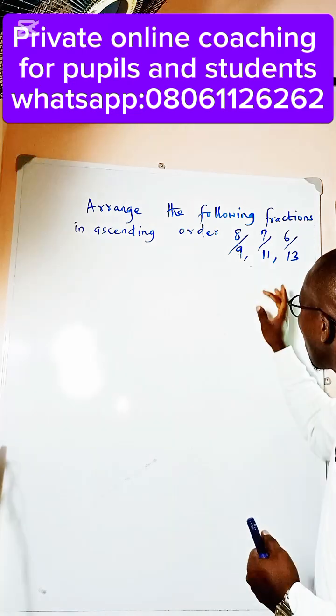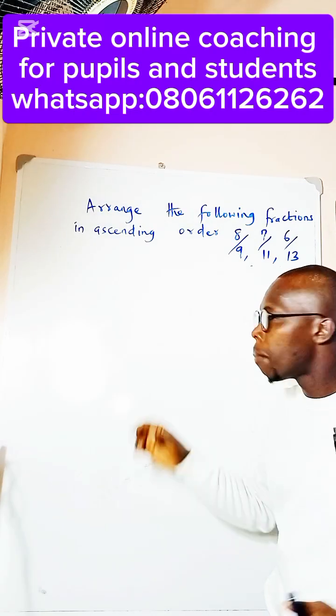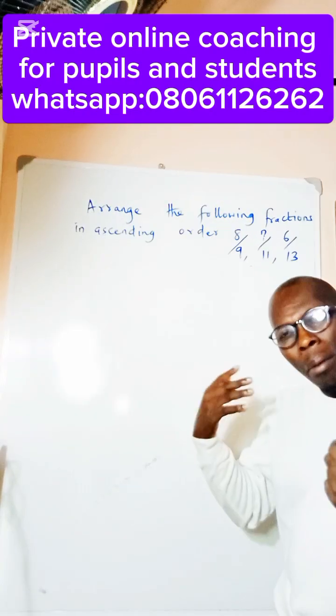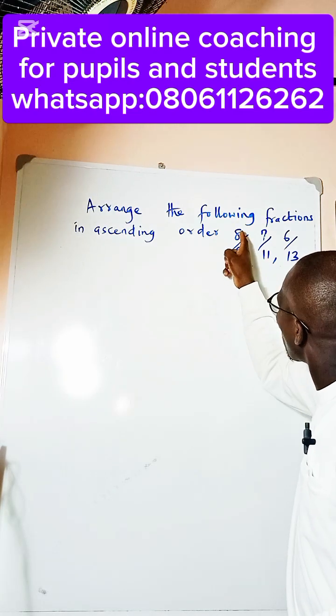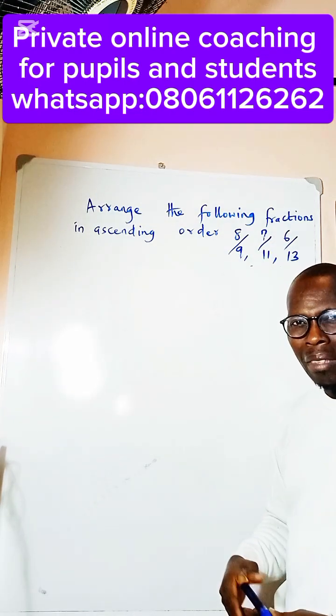If you look carefully now, the difference between these two numbers gives you 2. 11 minus 9 is 2. 13 minus 11 is 2. Why am I wasting my time? Why don't I use the difference to multiply the numerator of each fraction? That's what I'm going to do.